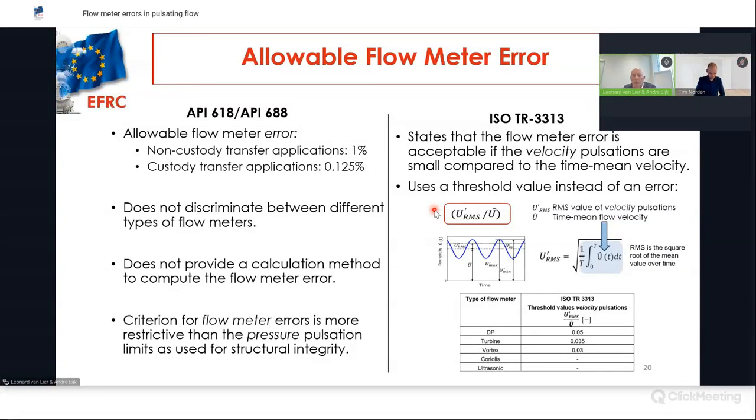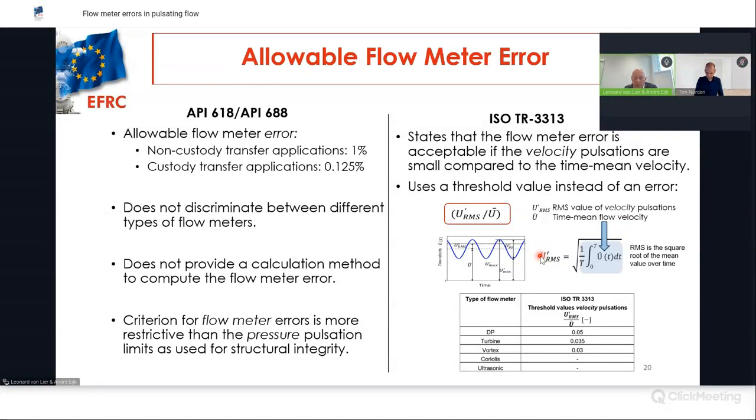That is the ratio between the root mean square value of the velocity pulsations divided by the time mean flow velocity. And the root mean square, perhaps you know it, but the root mean square is the square root of the mean time value over time.